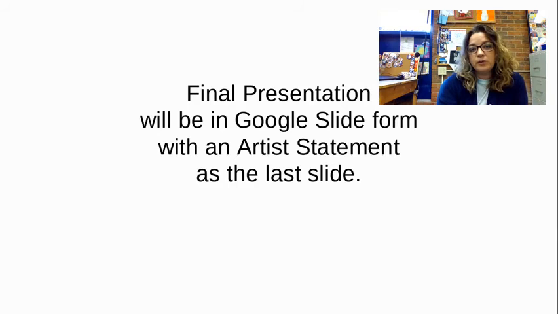Once you're all done, you'll put the final presentation on a Google slide presentation with an artist statement as the last slide. So basically, it'll be a shortened presentation. It'll just be what museum you chose, your idea page, your floor plan, and then an artist statement talking about what you chose to put in your kids' corner.